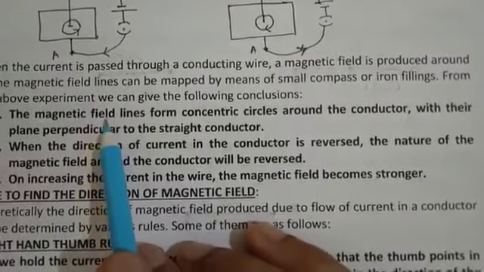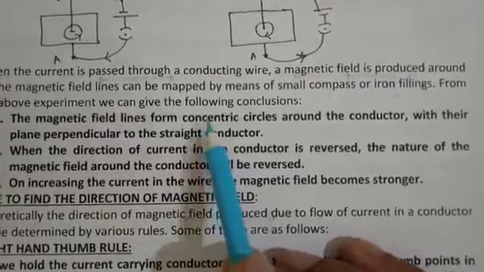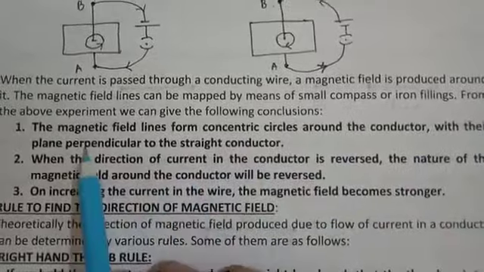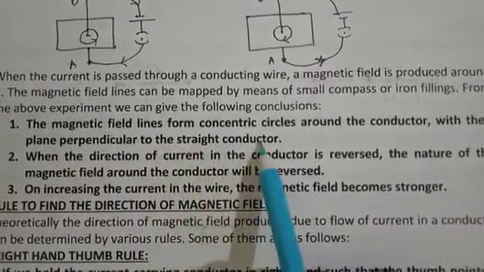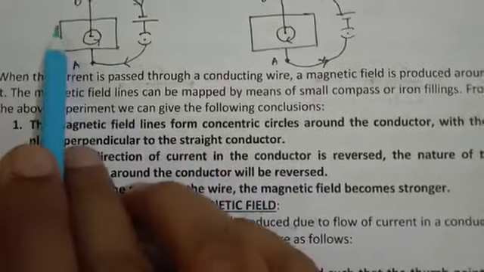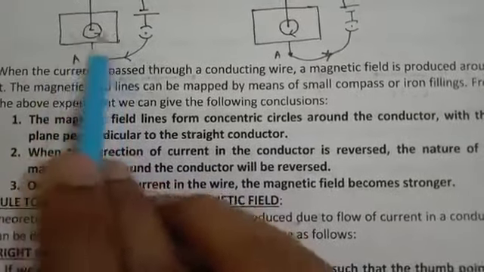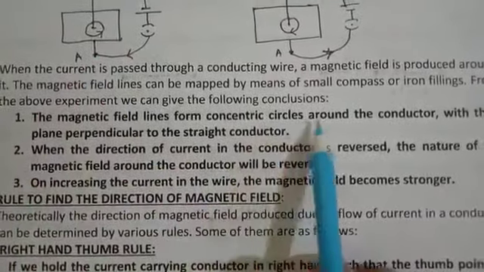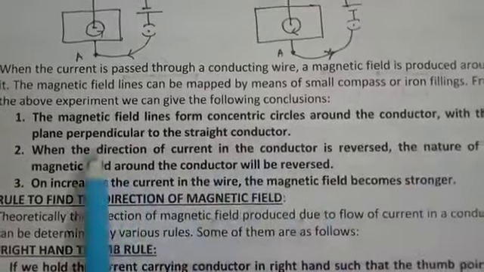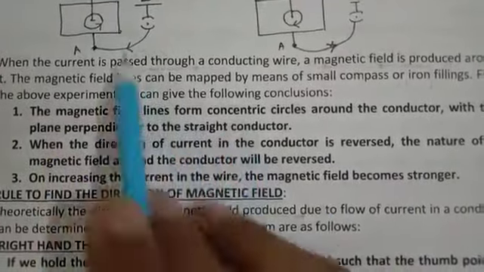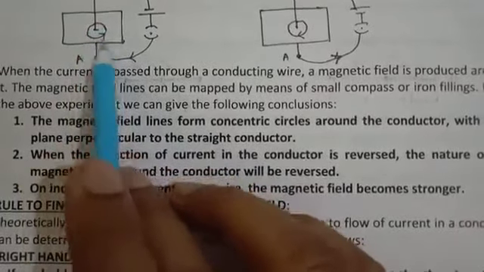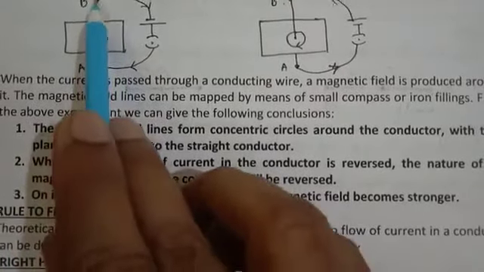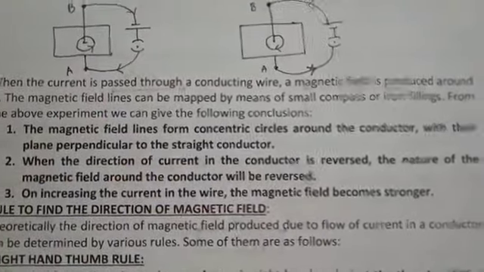Point number 1: the magnetic field lines form concentric circles around a conductor with their plane perpendicular to the straight conductor. That means this cardboard is horizontal, this conductor is vertical, and the concentric circles around the conductor are perpendicular to the straight conductor. That means this circular field is in the horizontal plane and this is perpendicular to the conductor. This is point number 1.